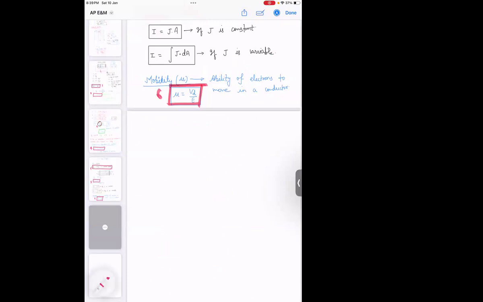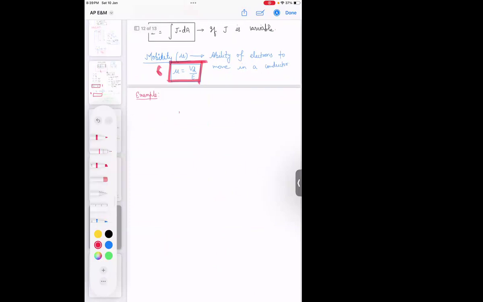So now let's discuss the next part. Let's discuss some examples on what we have learned till now. Let's say an example I'm giving. There is a conductor, and this is the shape of the conductor. Okay, this is the shape of the conductor, and it is connected with a battery like this. Which direction will the current flow in this conductor? Let me call this section 1 and this section 2. So is the current flowing from 1 to 2 or 2 to 1?